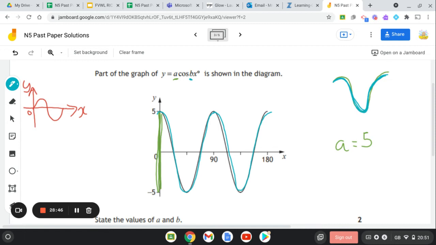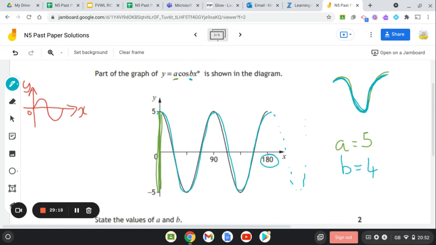Because remember what I said, your value for B is how many graphs between 0 and 360. This is only showing the graph between 0 and 180. So remember that the graph could just continue on, right? So how many between 0 and 360? Well, if there's 2 between 0 and 180, then there is going to be 4 between 0 and 360. So that is your solutions for this question.